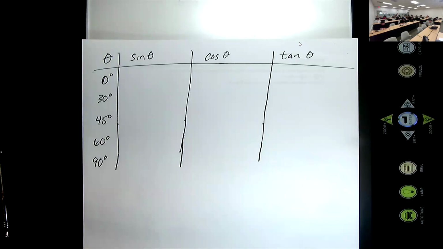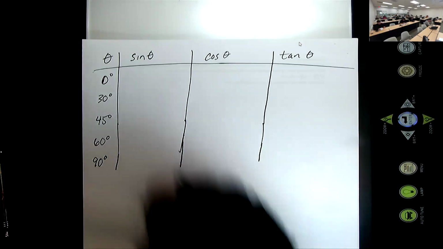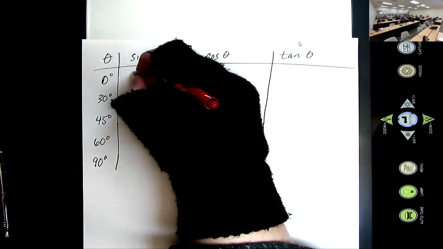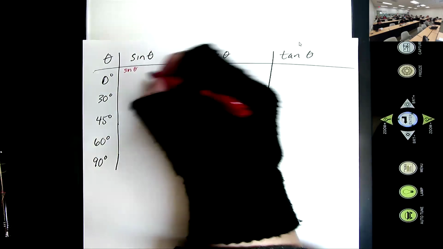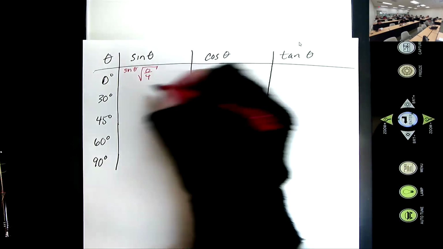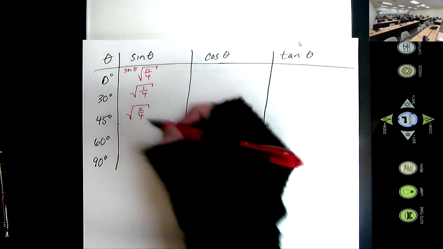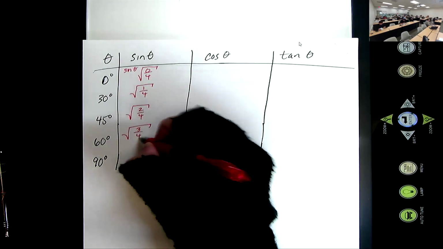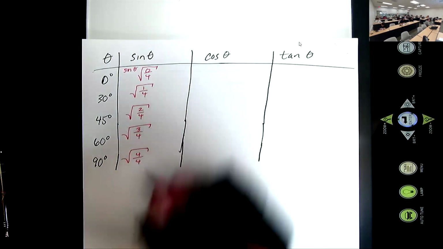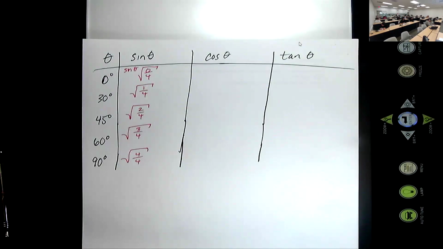There is a very, very simple pattern to what these are. So unbelievably simple that it's like magic. This value here, we're looking at sine of 0 here. This is the square root of 0/4. This one is the square root of 1/4. This is the square root of 2/4. This is the square root of 3/4. This is the square root of 4/4. Now these will simplify, but I wanted to show you the pattern.